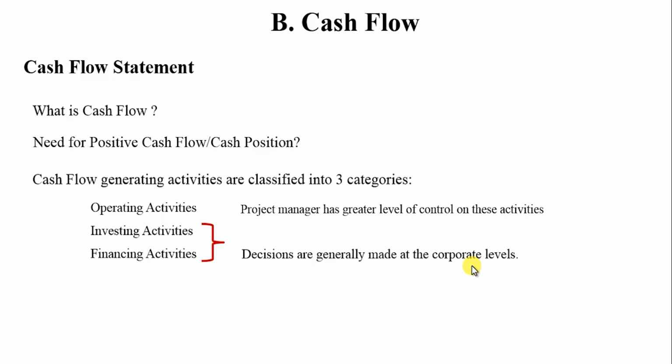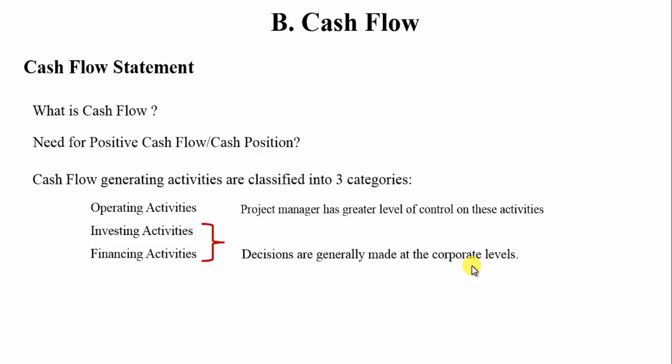Before we go into the depth of this and see examples, I just want to give you a quick heads up as to what these three activities are. The operating activities are those activities which are performed by the organization on a day-to-day basis. These are the core operations for any entity, and any activities which generate cash by way of performing the day-to-day operations, those cash flows are reported in the operating activities.